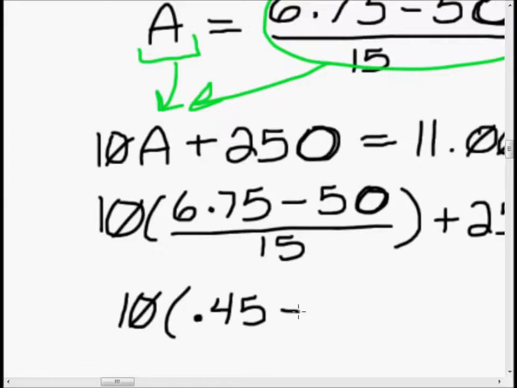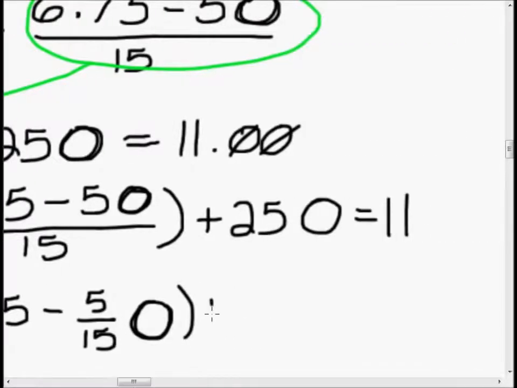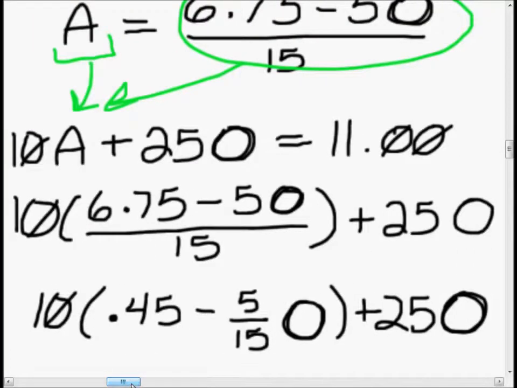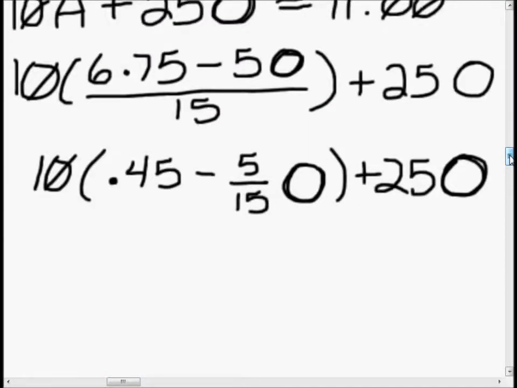Minus, and we're going to go ahead and keep on with the fractions, but we're going to bring them out a little bit. So that's minus 5/15 oranges plus 25 oranges. And I'm not saying they have 25 oranges. This is the value of oranges. This is how much it costs to get oranges. So, okay, keeping on.